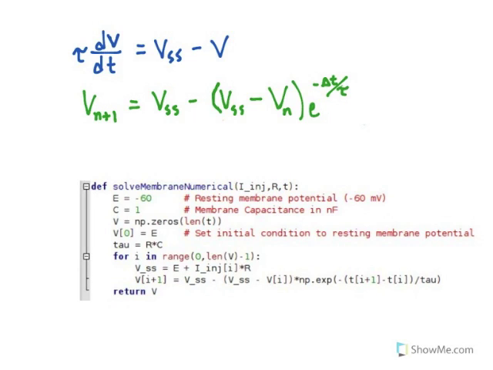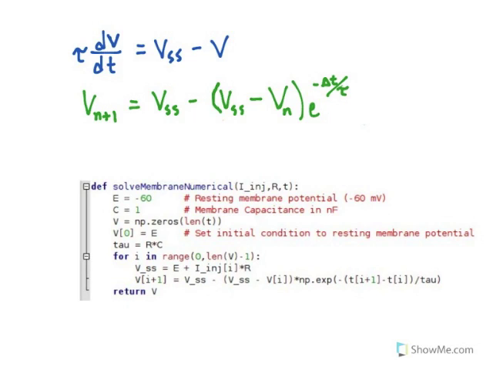Then the next few lines of code, I'm defining what the resting membrane potential is, so I've been calling that E, and negative 60 millivolts is a reasonable resting membrane potential. Then I defined the capacitance of the cell, and I let R be a free parameter, but just for simplicity's sake, I've been keeping the capacitance of the cell equal to 1.